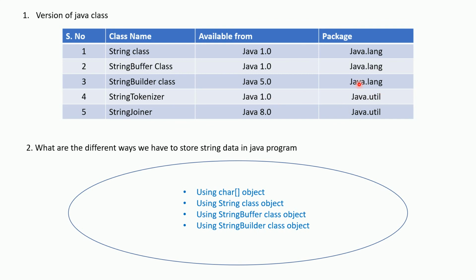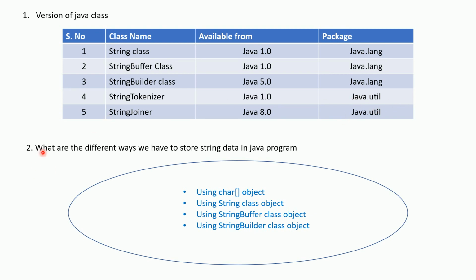The package name is java.util. These three are different. This is the java.lang package, and this is the java.util package. StringTokenizer is available from 1.0 in the java.util package, and the class name is StringTokenizer. If we talk about the fifth point, StringJoiner is available from 8.0, but the package name is java.util.